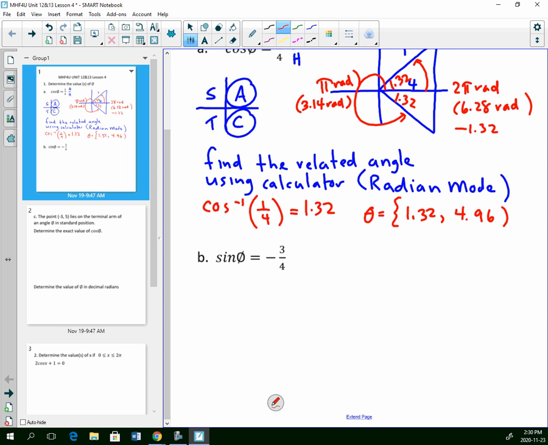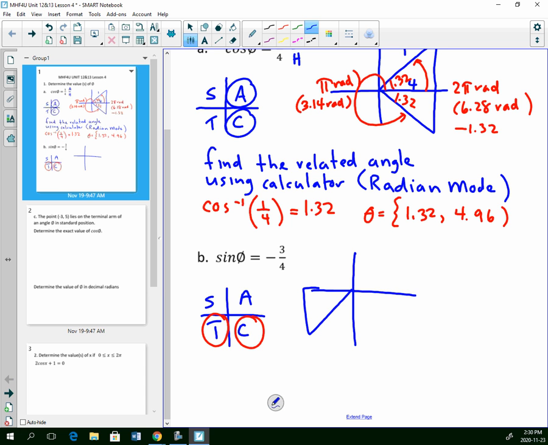Okay, so sine theta equals -3/4. So same process, let's decide what quadrant it's in. So it's a negative sine ratio. So it's going to be in quadrant 3 or quadrant 4. I'm going to draw my diagram. And the sides are opposite over hypotenuse. Can't use my special triangles. That doesn't look like any of my special triangles.